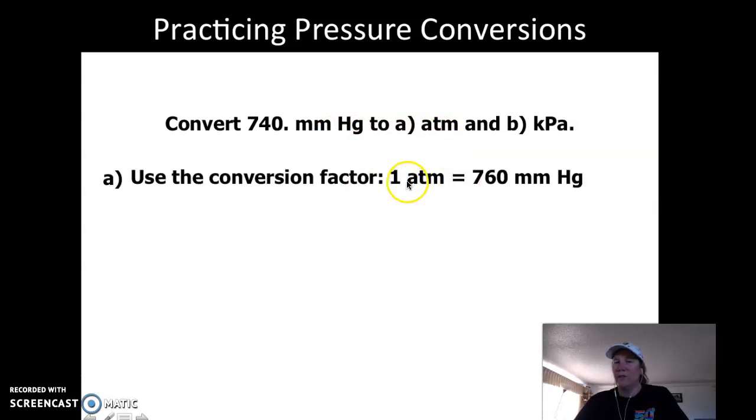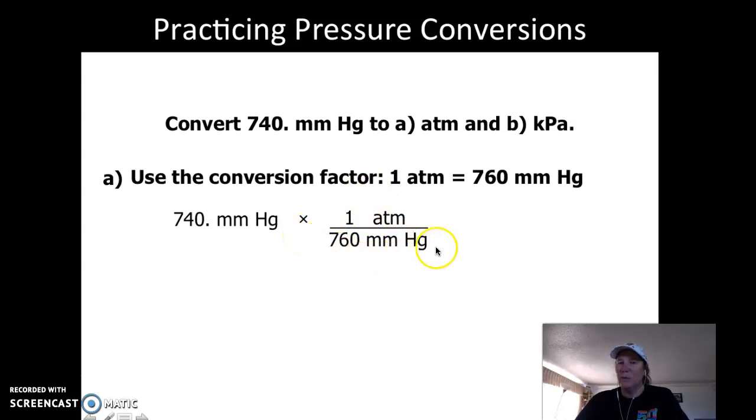Use a conversion factor. 1 atmosphere is 760. So write down what I know, 740. Now I'm going to use a conversion factor. I'm going to put this on the bottom and I'm going to put 1 atmosphere because this equals 1. This is a conversion factor. So basically 740 divided by 760. So it's not quite 1 atmosphere, which makes sense because it's a little less than this atmosphere, okay?